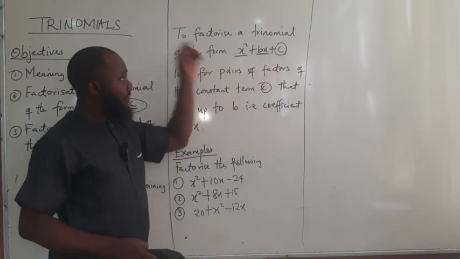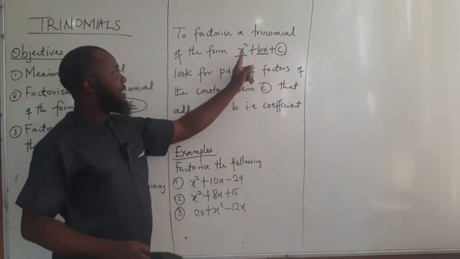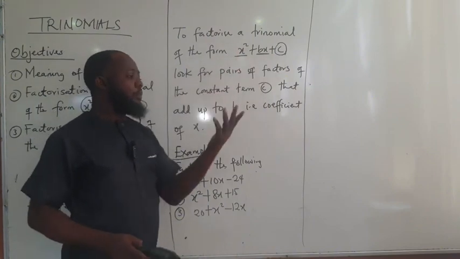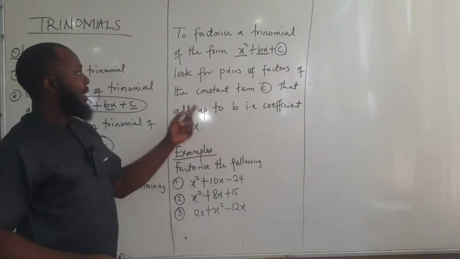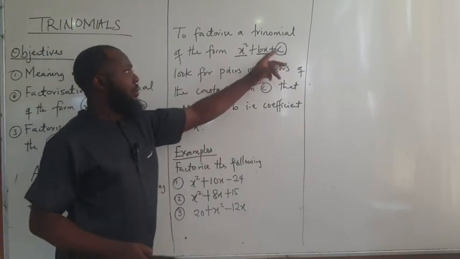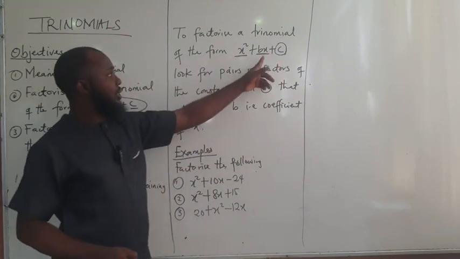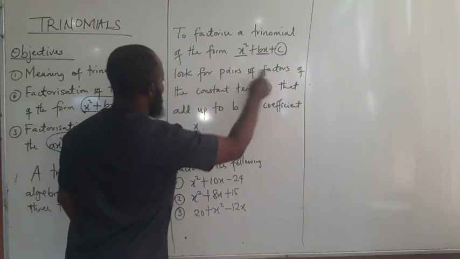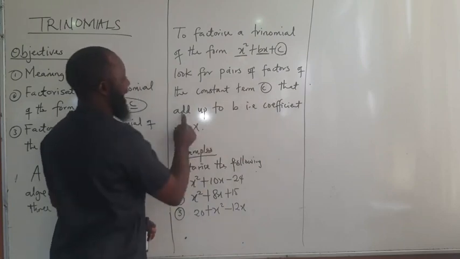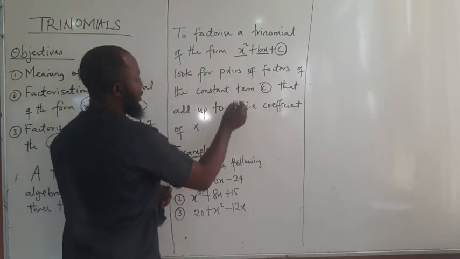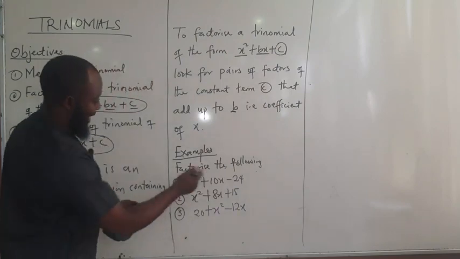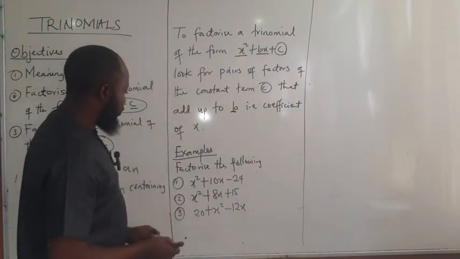When you have it like this, it means the coefficient of x squared here is 1. If the coefficient of x squared is 1, we just look for the pair of numbers that will give us c, and when you sum them up, you get the coefficient of x. That's what we're saying: look for pairs of factors of the constant c that add up to b, that is the coefficient of x, which is the middle number. So let's look at this example and see how we're going to solve that.